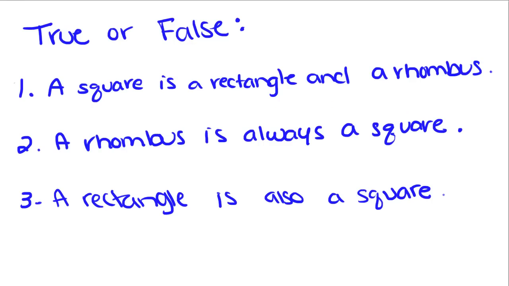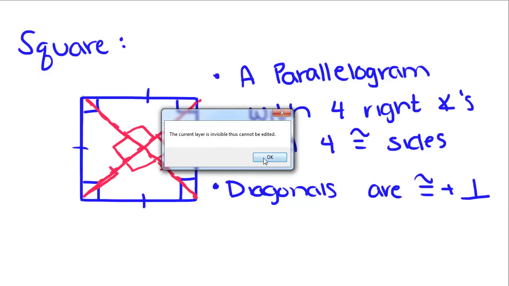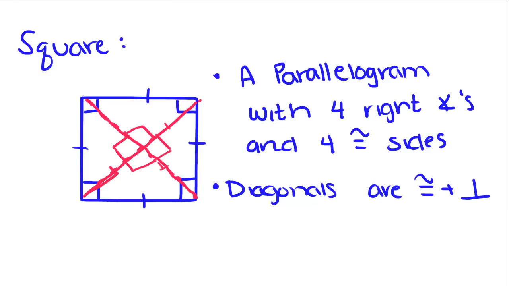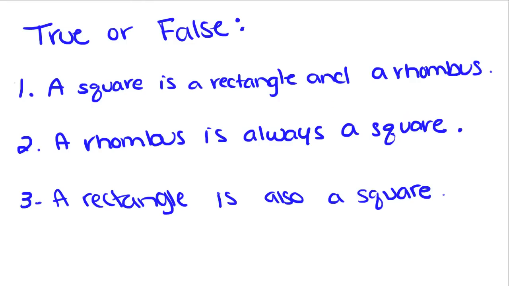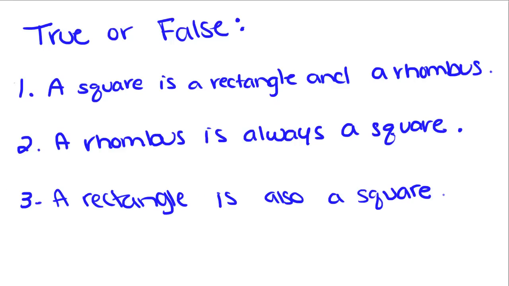So now we're going to do some true or false questions. So a square is a rectangle and a rhombus. Well, if we go back to what a square is, it has 4 right angles, which is true of a rectangle, and it has 4 congruent sides, which is true of a rhombus. Therefore, number 1 is true.